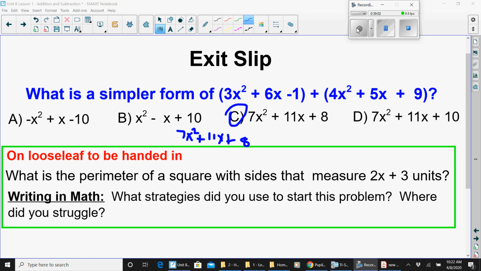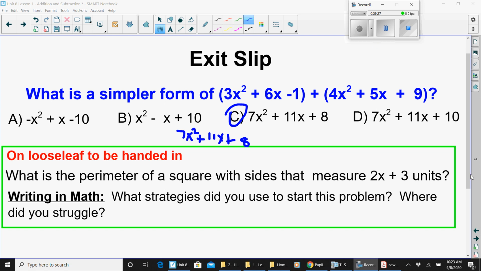Okay, C is your answer for the exit slip. Yeah, it's addition, so you're just doing 3x squared plus 4x squared, which is 7x squared, and 6x plus 5x, which is 11x, and then negative 1 plus 9, which is 8. So C is the answer, D is not.